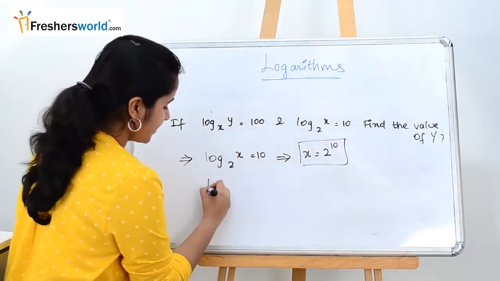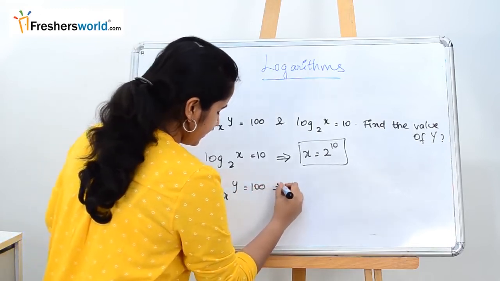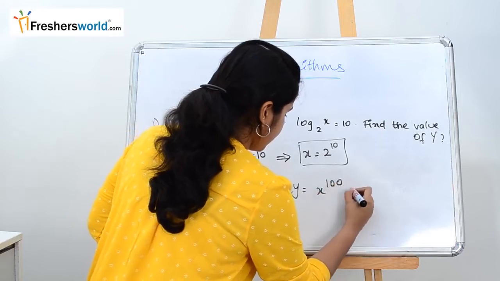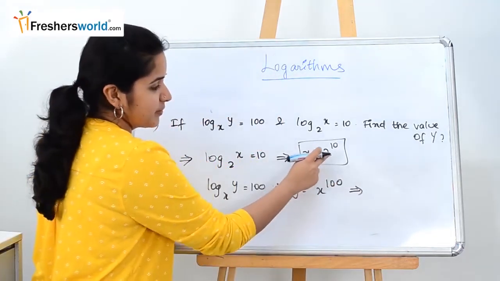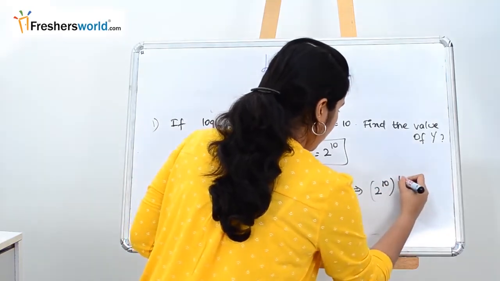So let's take the next equation. Log y to the base x is equal to 100, which can be written as y is equal to x power 100. We know the value of x. x is nothing but 2 power 10. So it becomes 2 power 10 to the power of 100.